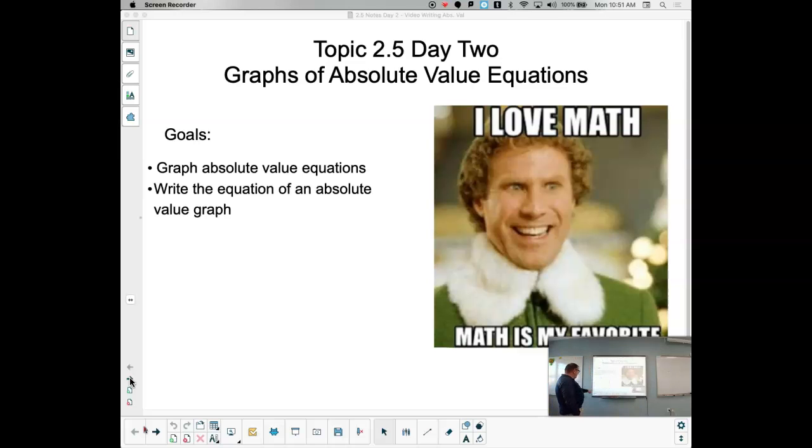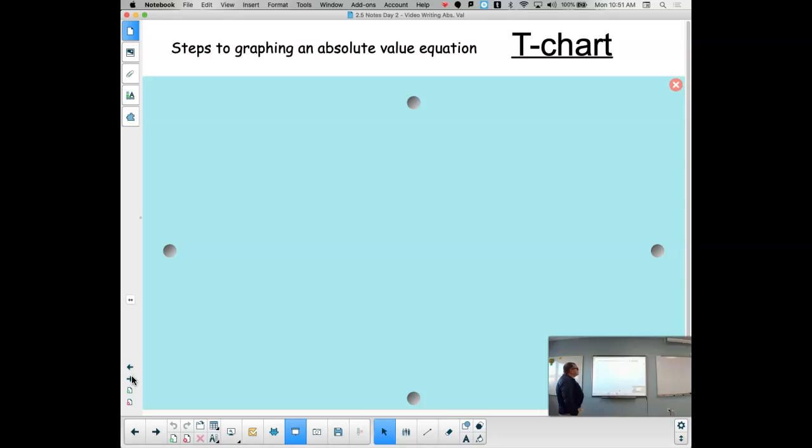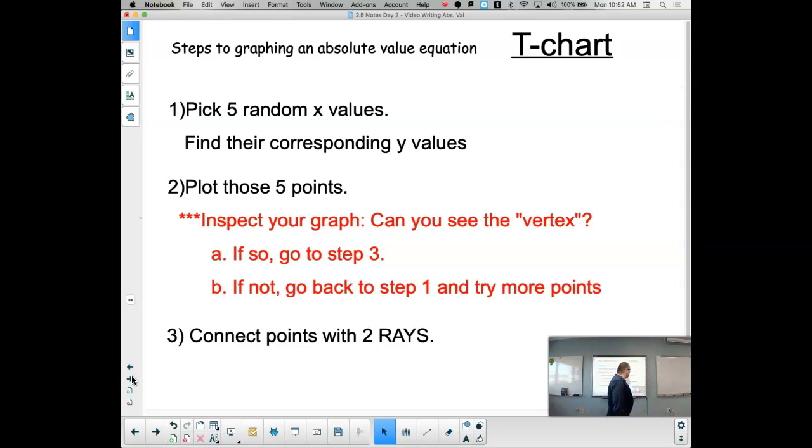Okay, let's graph some absolute values. Just to refresh our memories from yesterday, the steps to graphing an absolute value. If we're using the T-chart method, we're going to pick 5 random x values, plug those into the equation, find corresponding y values, plot those 5 points, and look at our graph. If we can see the V, we're good. If not, we have to find more points to try to find that actual V, and then we connect it with 2 rays.